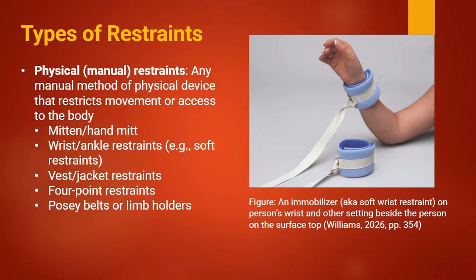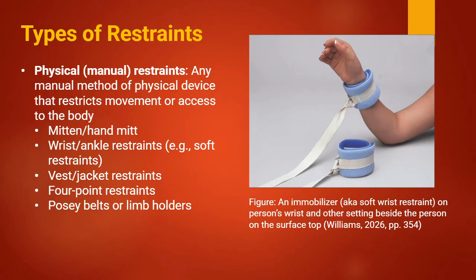These are soft, padded coverings placed over the hands to prevent patients from pulling at tubes or lines, scratching themselves, or causing injury. They allow some freedom of movement and are considered the least restrictive form of physical restraint when not tied down. However, if the patient cannot remove them independently, they are still classified as restraints under CMS and Joint Commission standards. Next, we have wrist and ankle restraints, such as soft limb holders.